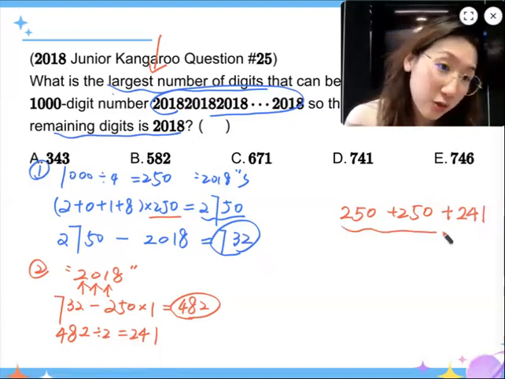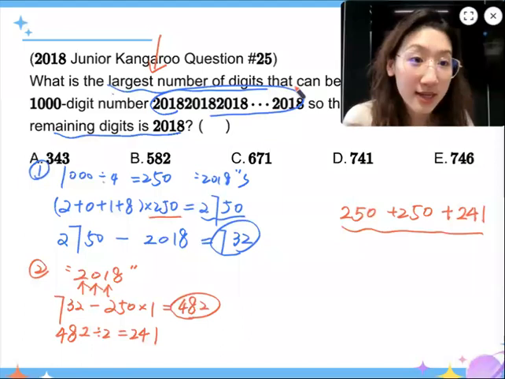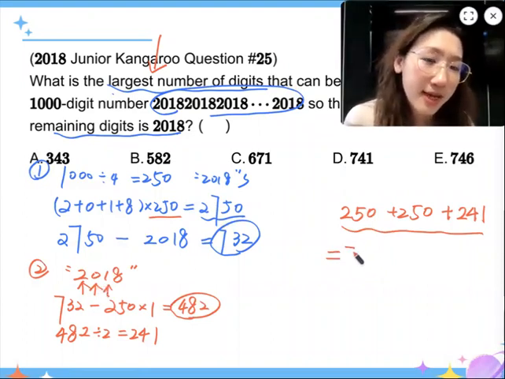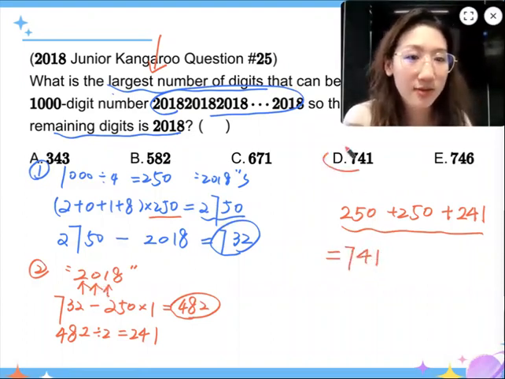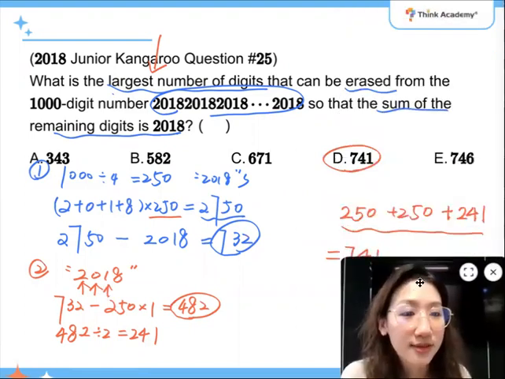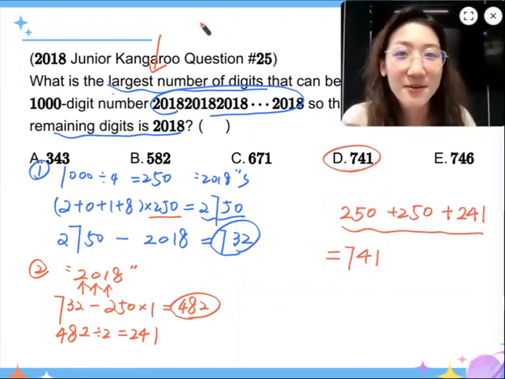These are the total number of digits that we erase, and that's the maximum we can do because we're always dealing with the smaller ones. If you add them up, that gives you 741. So 741 is the answer for this question. Hope it makes sense for everyone.